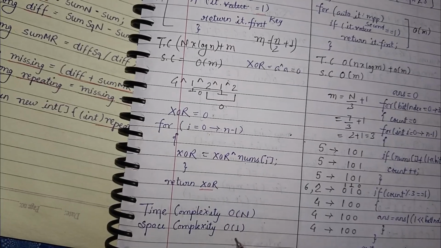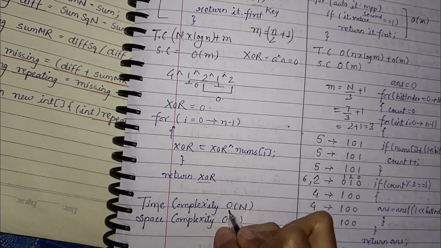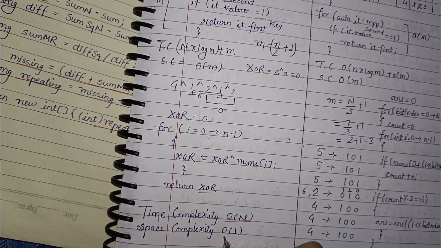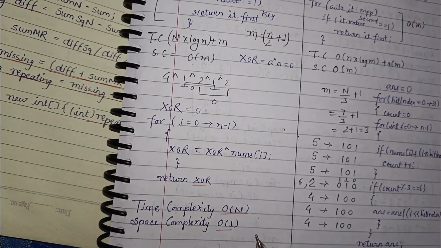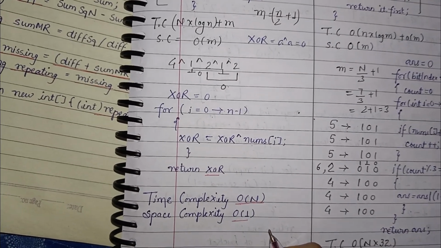This approach runs in time complexity of big O of n and the space complexity is big O of 1. This is the most efficient solution for single number.